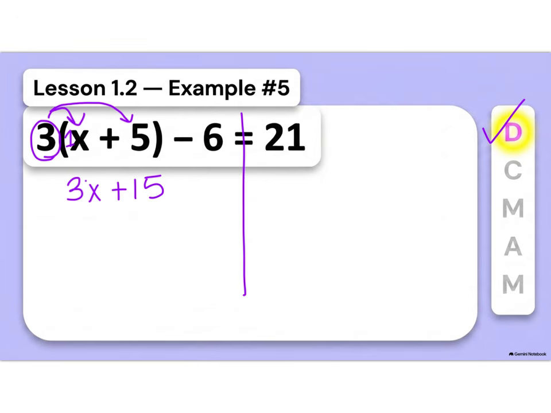This 6 that's being subtracted, we can just bring it down, okay? Because we don't need to distribute anything to that. It's not in the parentheses. And then we're also going to bring down the 21.